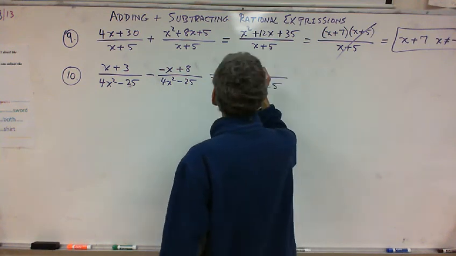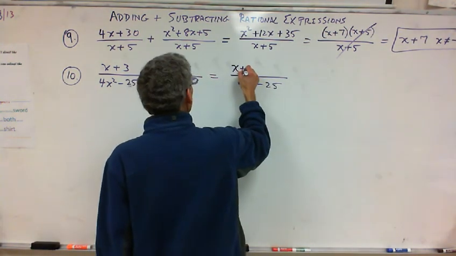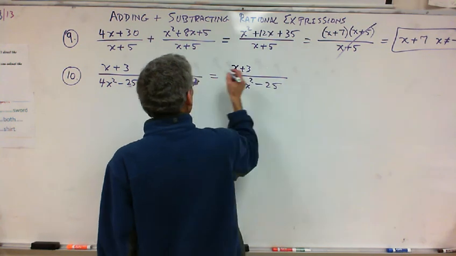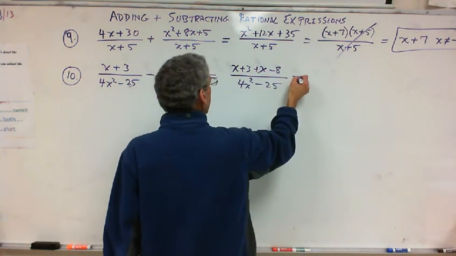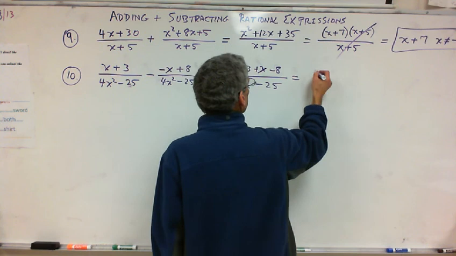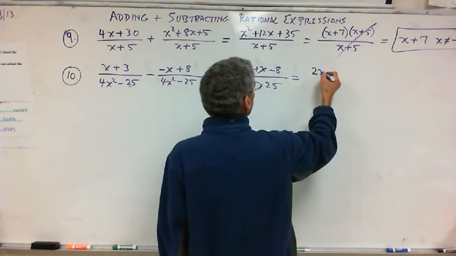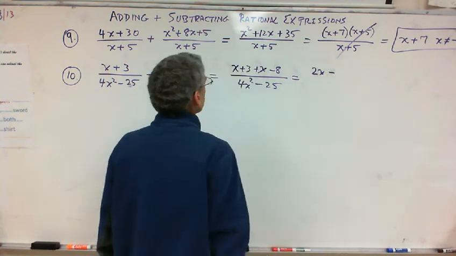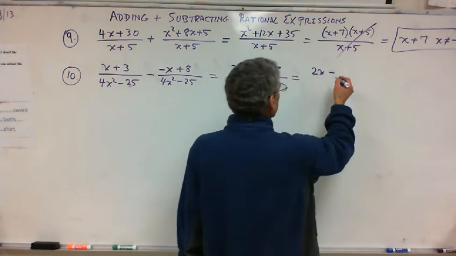So upstairs we have x plus 3. I'm going to write it like this: x plus 3 plus x minus 8. So I'm going to rewrite that. I've got 2 x's, and then minus 5.